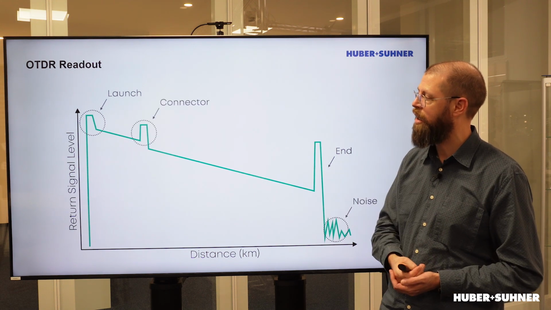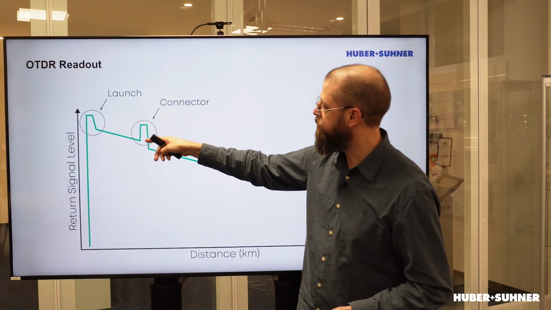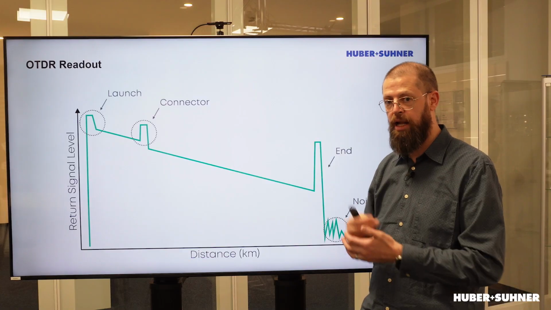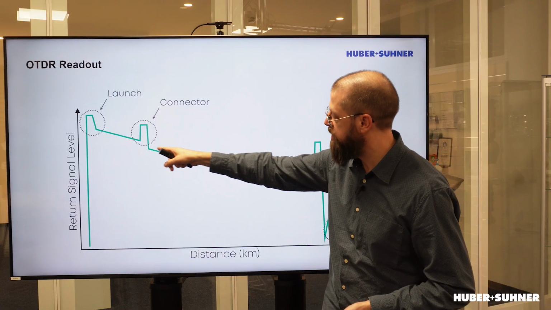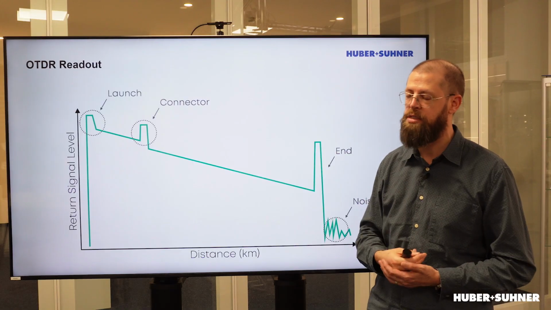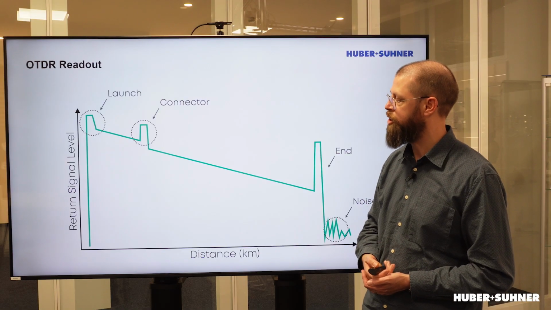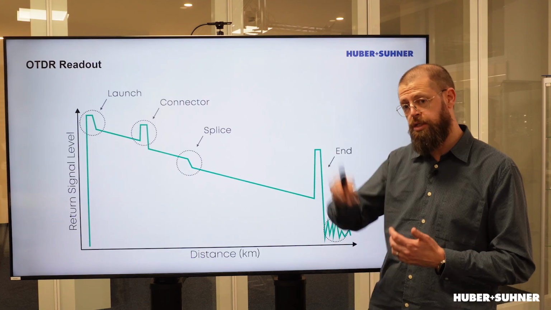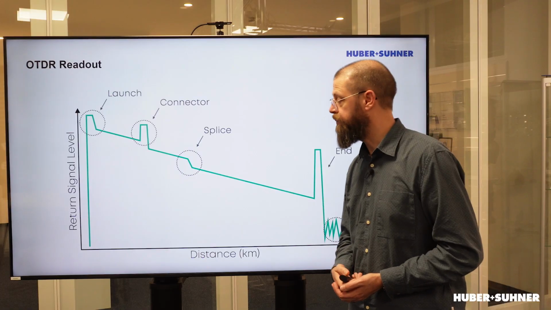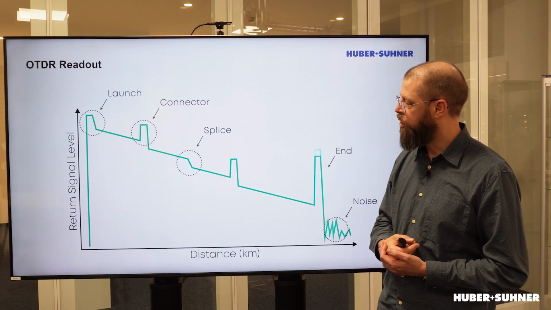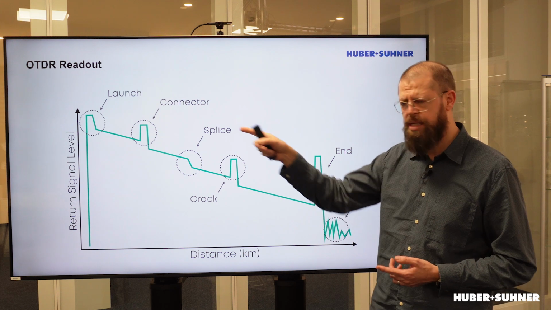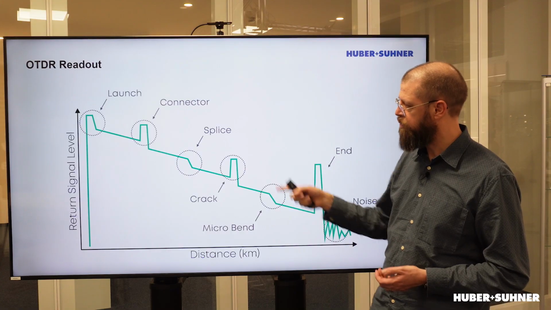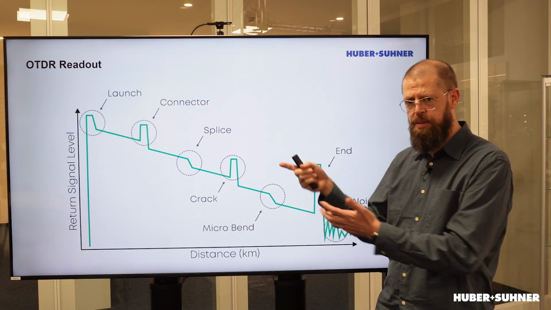So now let's add some events. A connector will look a little bit like this. So we have a peak of reflection, because we've got more light being reflected from the connector, and then it dips down and continues at a lower level, because obviously the connector introduces attenuation. A splice, a fusion splice, will look a bit like this. So we don't have a peak, but we just dip down. Now a crack would look a little bit like that, which is very similar to a connector. And a micro bend will look a little bit like this, which is also very similar to a splice.